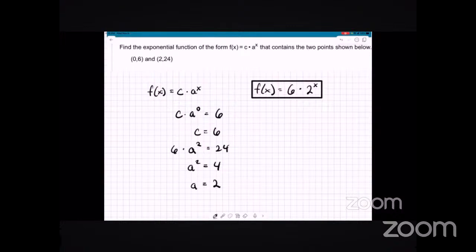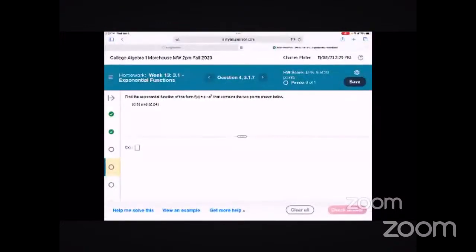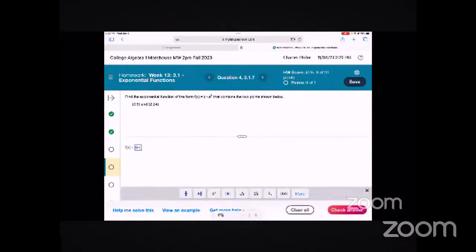6 times 2 to the power of x. 6 times 2 to the power of x. All right. 6 times 2 to the power of x. When x is 2, 2 squared is 4. Yeah, that looks good.